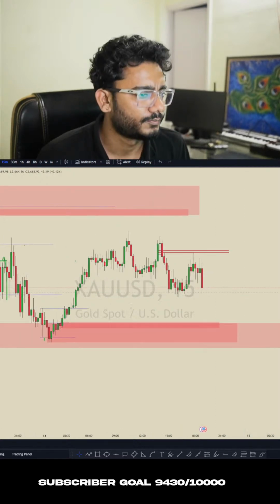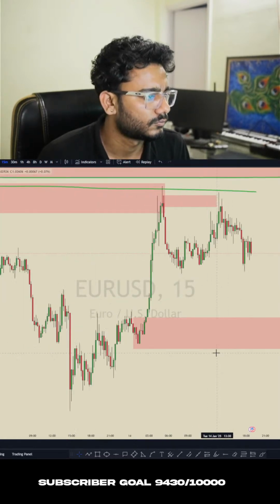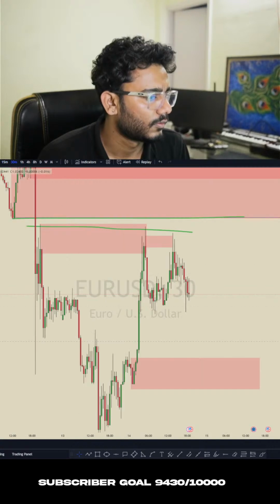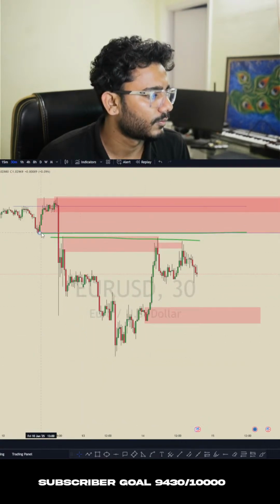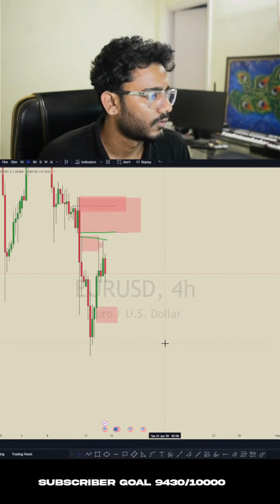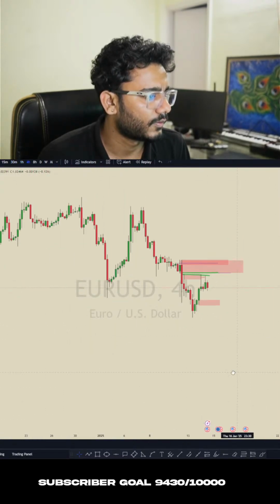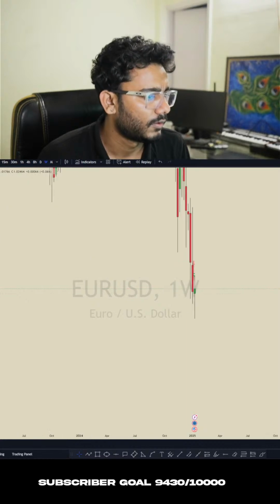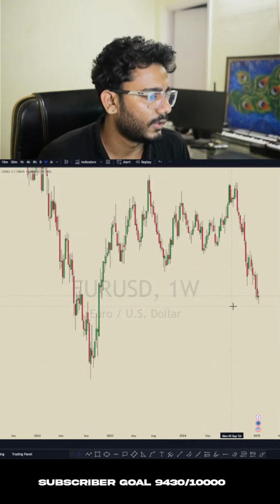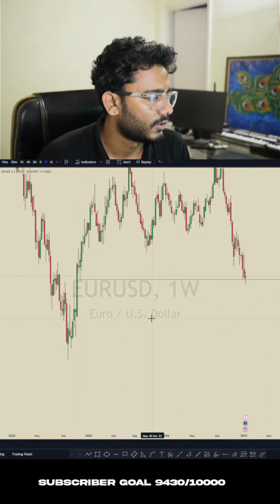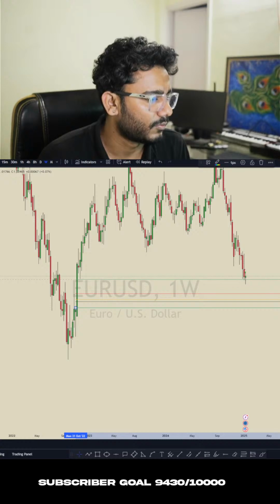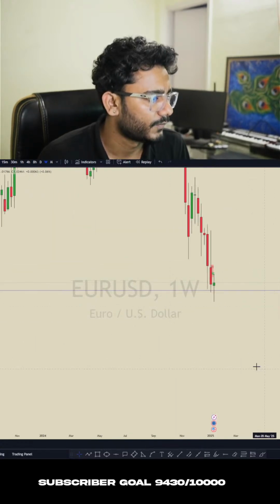EURUSD. So on the 4 hour, let's look at the daily. We can see there is an FVG here, and if we mark this FVG around, we have like a full point, like 0.50% here. So price can continue lower.